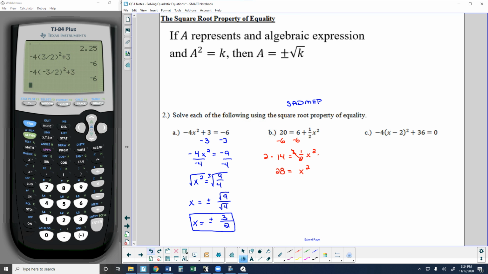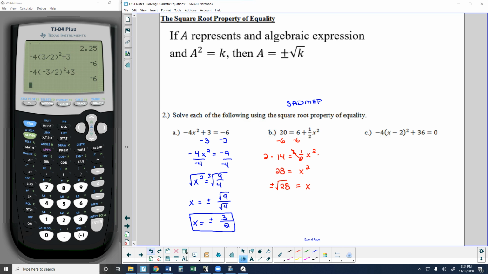Now I want to get rid of my x squared, so I'm going to take the plus or minus square root of both sides. And so that would be plus or minus the square root of 28 equal to x. The square root undoes the squared operation.